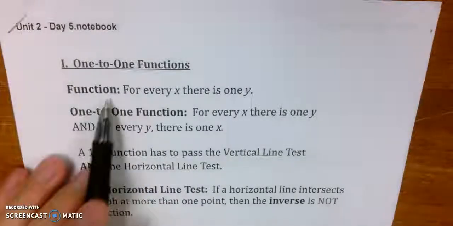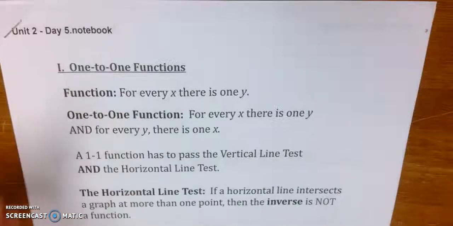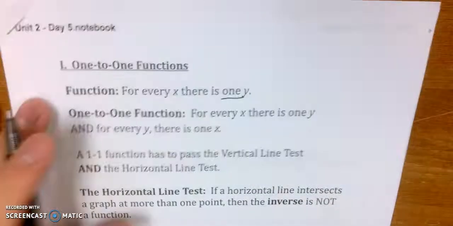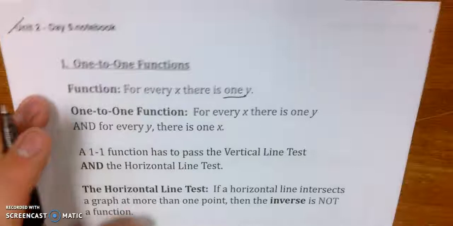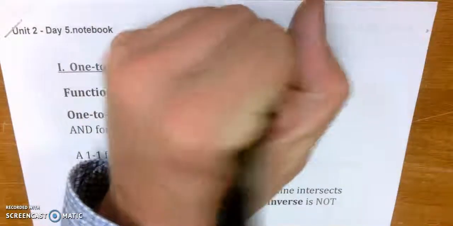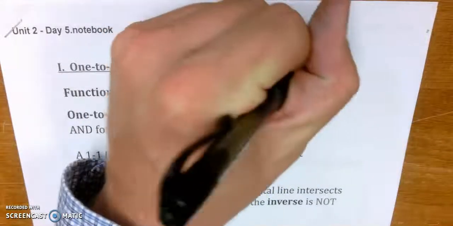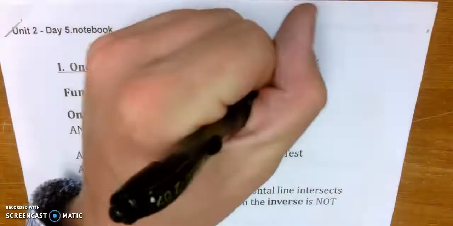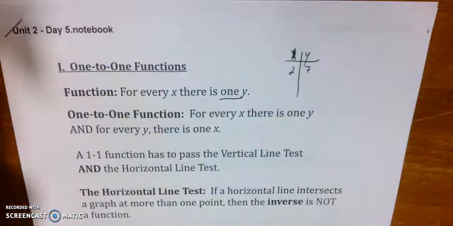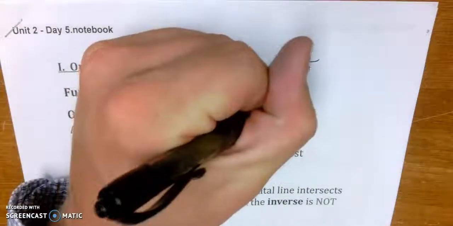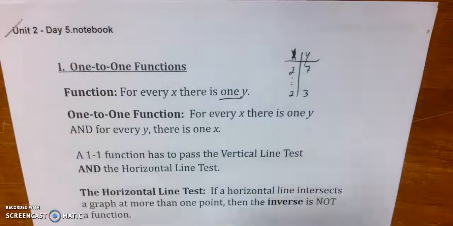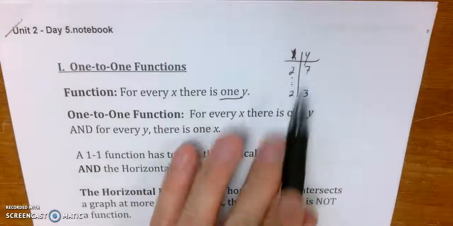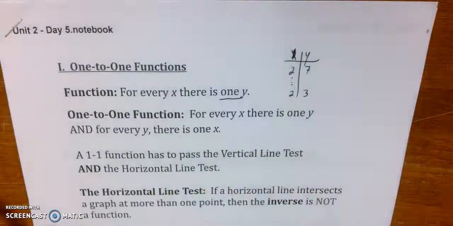So first off, a regular function means for every x value, there is one y, one and only one y value. So if I look at a data set, if I have an xy table, I couldn't have a point like 2 comma 7 and then further down 2 comma 3. The 2 is already mapping to a 7, so I can't have it map to something else. So that's the definition of a function.